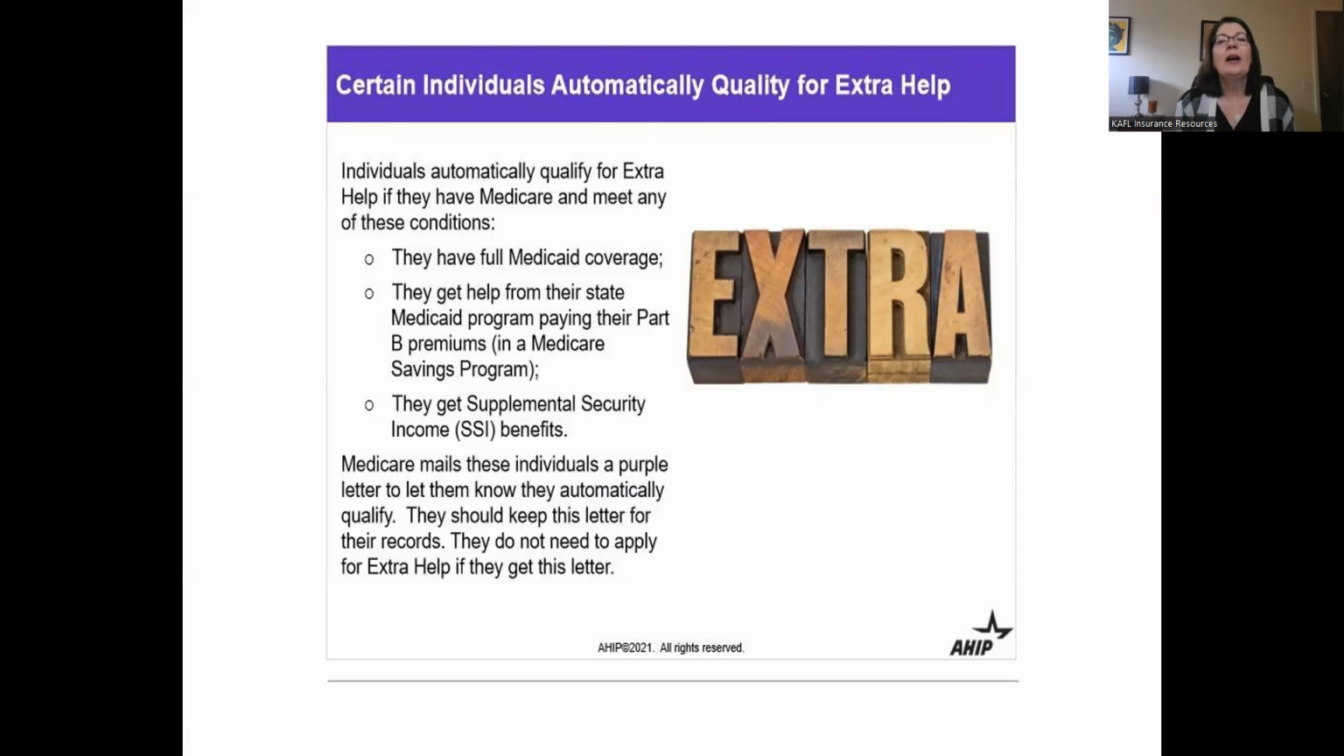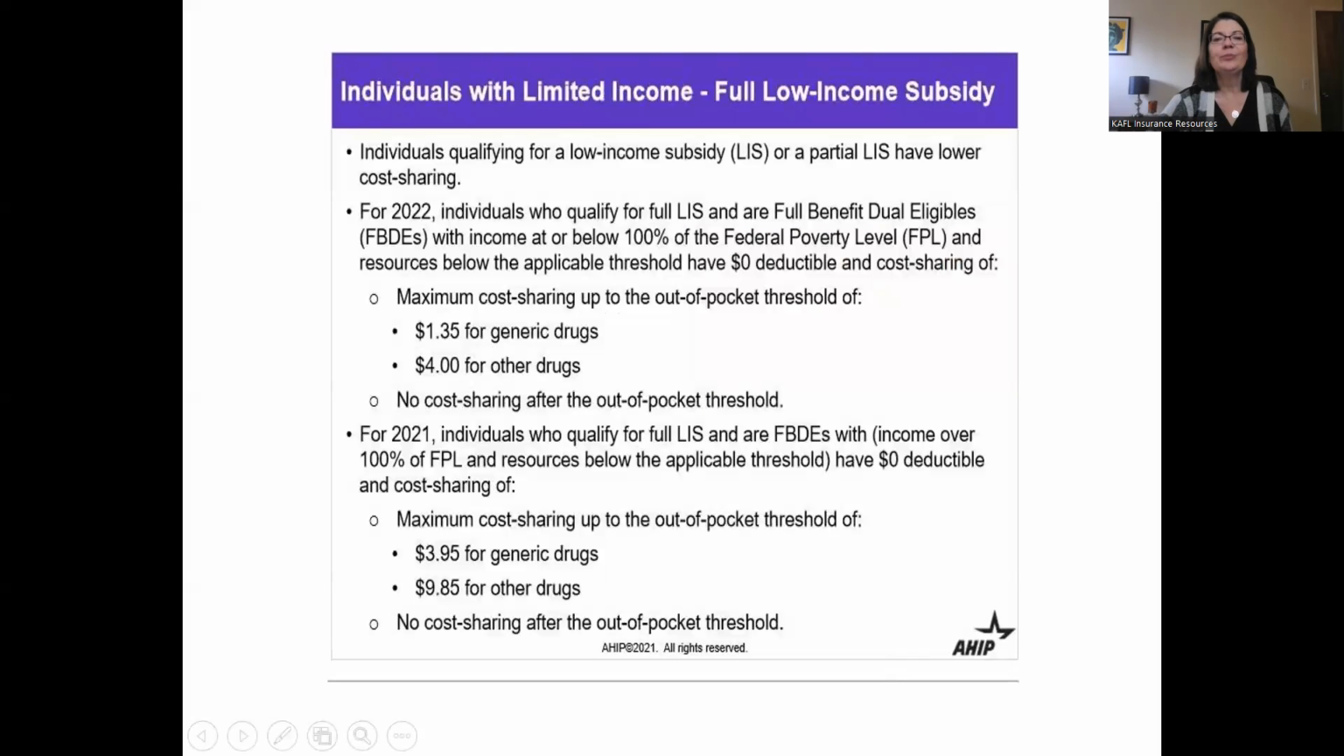Now, there are certain people that automatically qualify for extra help. They'll get this magical purple letter in the mail, and those are people that have Medicare and have full Medicaid. They get help from their state Medicaid program paying Part B premiums, or they get supplemental security income. They're going to get this purple letter in the mail letting them know that they automatically qualify for extra help. They don't have to apply. They should keep that letter, because that means that they were automatically qualified.